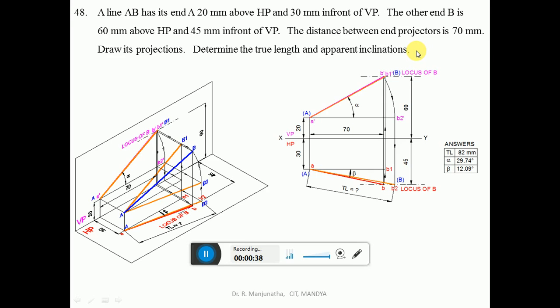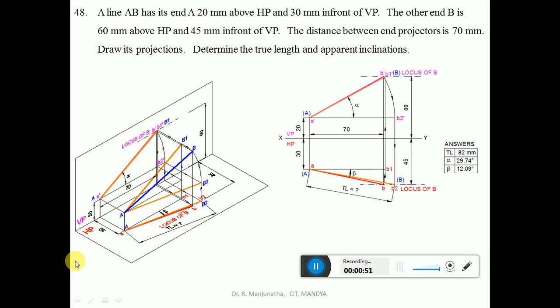So here, a line end A is 20 mm above HP. So when you look from the front view, the distance above HP is seen. When it is projected, the image is going to fall on the vertical plane. So the distance above HP is seen in the vertical plane. So this becomes A dash.